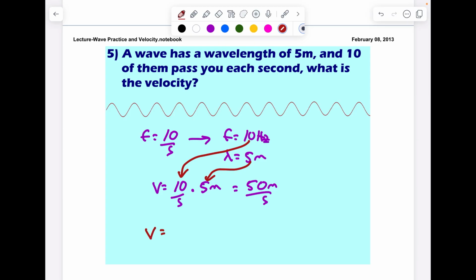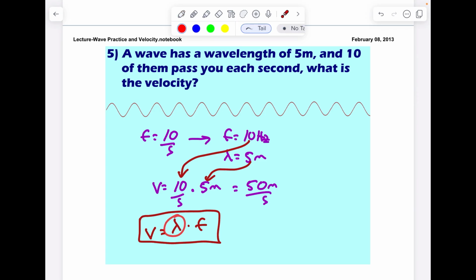Or I like to write it in this order: velocity is wavelength times frequency. And this works for all waves. The speed of a wave is wavelength times frequency, because really all we're doing is the length of a wave times the number of waves per second. Really what we're doing is meters over seconds, like what you see here.